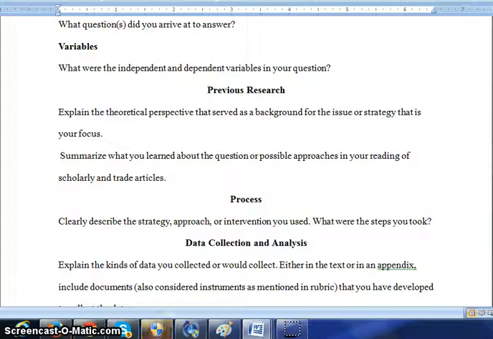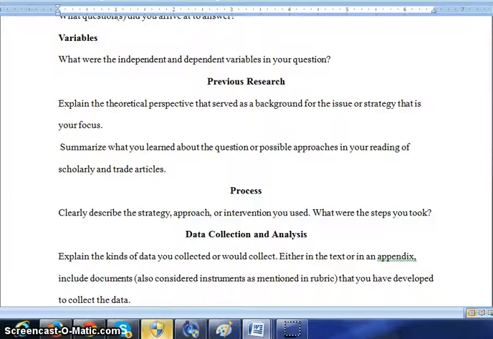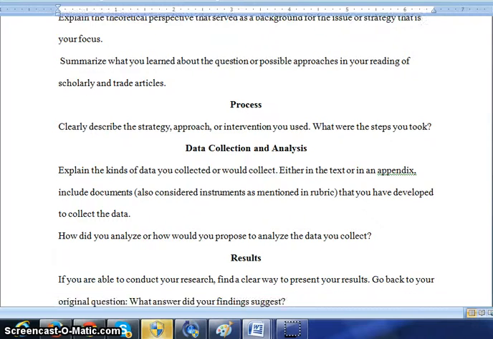The previous research will be the longest portion of your paper. And as you set it up, you'll have an introductory paragraph in this area, then you might go through your theory and how it ties into your issue, and then you might tackle study by study, and devote a paragraph to each study. So this is going to be the longest section.